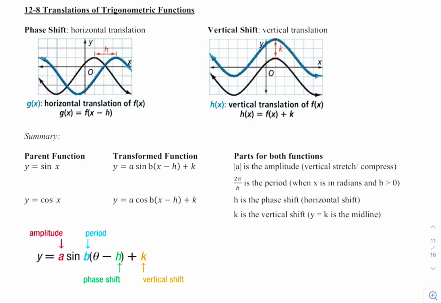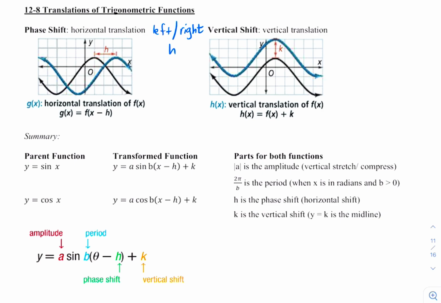So in this video, we are going to start talking about what we call a phase shift and a vertical shift for our sine and cosine functions. When we are talking about a phase shift, this is a horizontal translation. That means that our graph is going to be shifting either to the left or to the right, and in our equation, we're going to be using h to identify this. As you're looking at this picture, this graph is shifting over to the right.